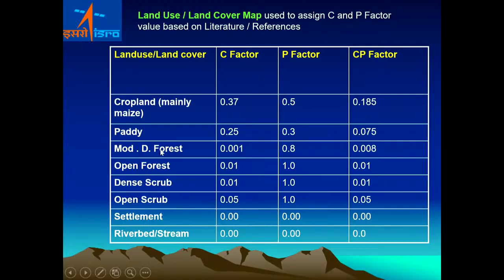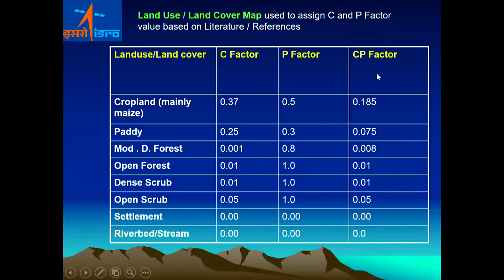You see, for dense forest, the C factor is 0.001. But for paddy crop it is 0.25, for maize crop 0.37. So C factor and P factor are less than 1, and you can give them as per your land use land cover. P factor is the management. Paddy fields have terrace agriculture, and we have defined 0.3. Maize is also terraced, but the maize cover is less and its terraces are not so well developed, but here the terraces were very good. That's why we have given 0.3 here and 0.5 here.